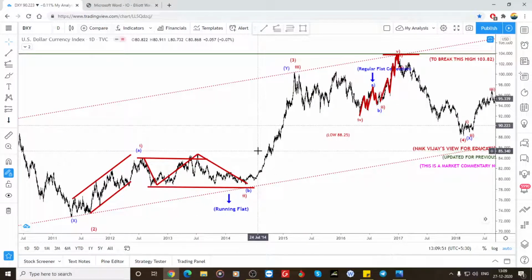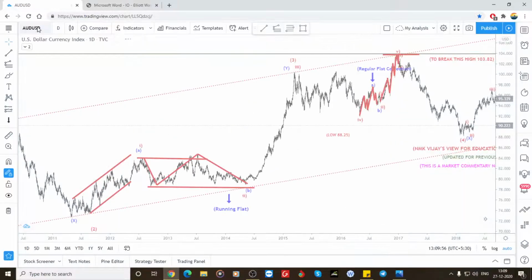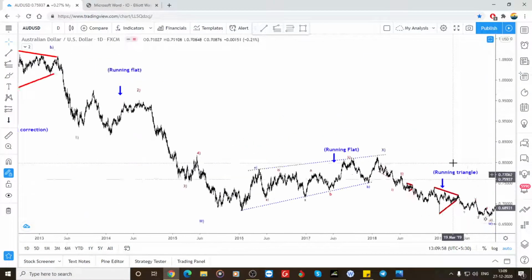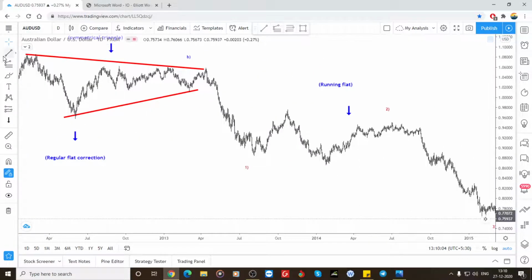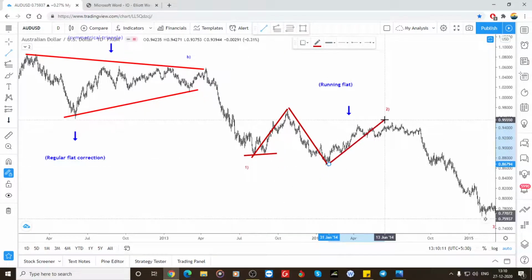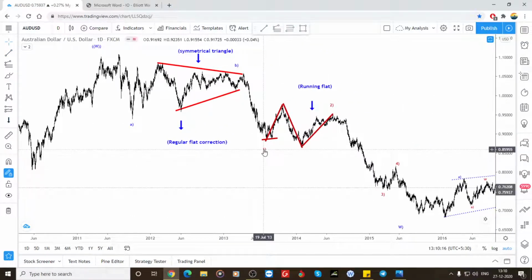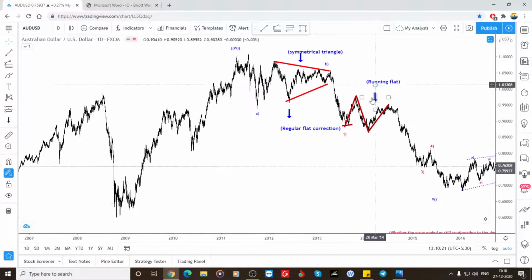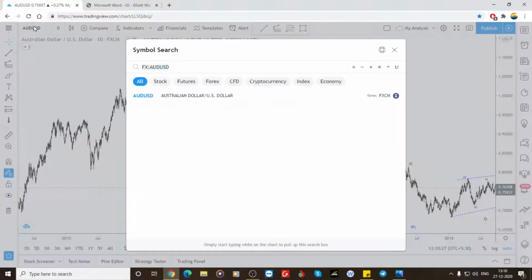The next example I need to show is the Australian dollar. In this also, here is a running flat. This is the wave A, then it went below the A wave, and again it completed the wave here. So this is a running flat. This is the 1, this is the 2, and the continuation of the 3, 4, and 5. So this is one more running flat for example, and we will see one more again.